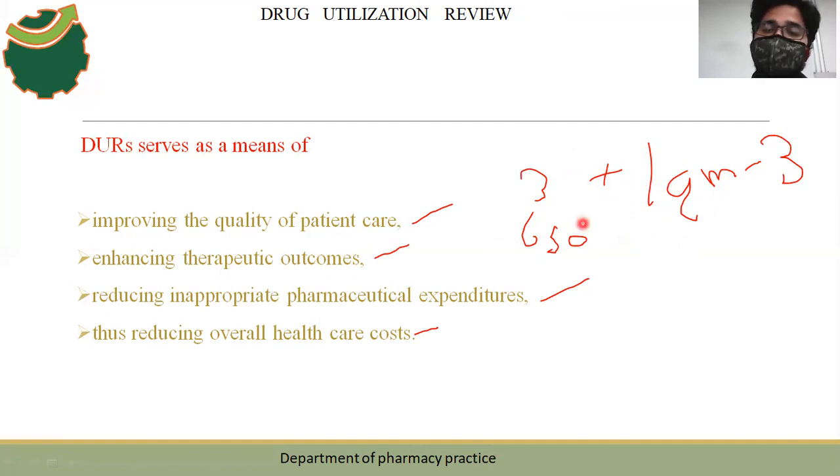So that is the one thing. And apart from this, yeah, this is how you can provide quality care. Not only this, there are so many things. I just gave one example. The next one is enhancing the therapeutic outcomes. So how can you enhance the therapeutic outcomes?